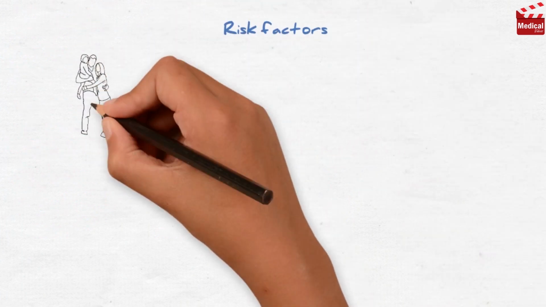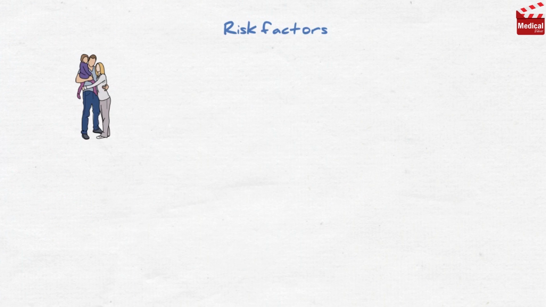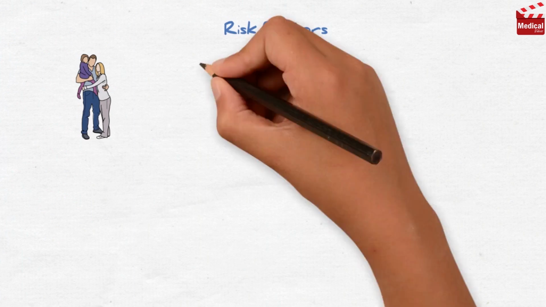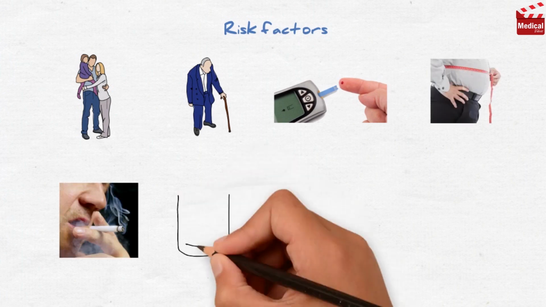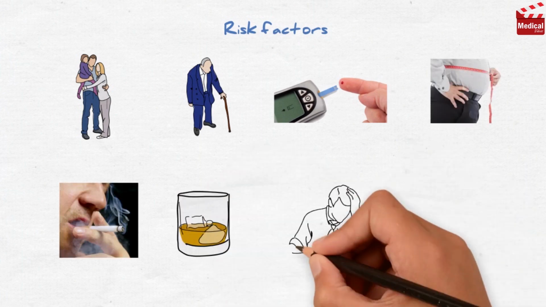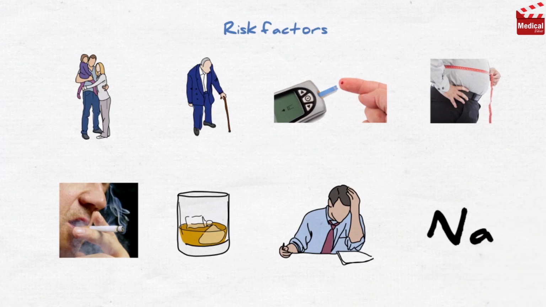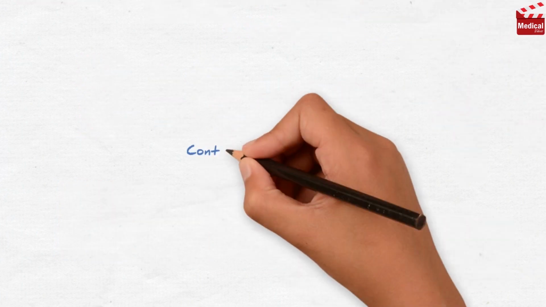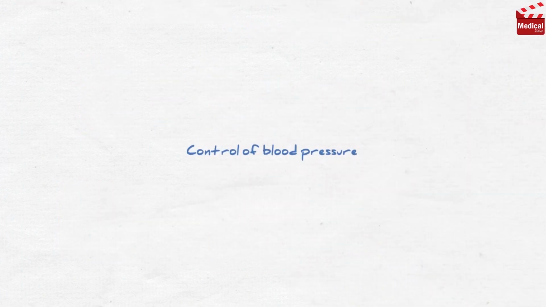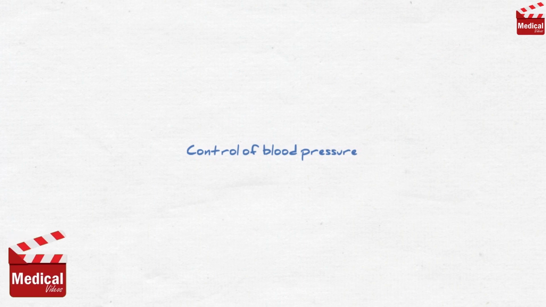The family history of hypertension increases the chance to develop hypertension. Older ages, diabetes, obesity, smoking, alcohol consumption, stressful lifestyle, and high dietary intake of sodium are also risk factors for hypertension. Now let's understand the mechanisms involved in the control of blood pressure in the body, and that definitely would help us in understanding how the drugs work.